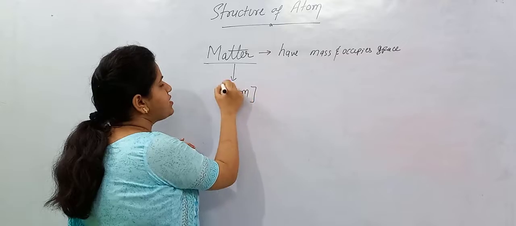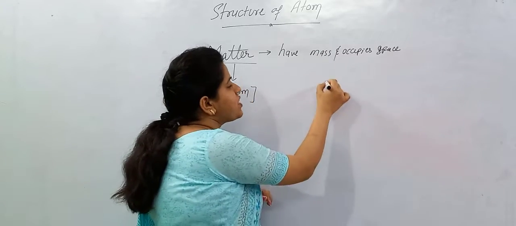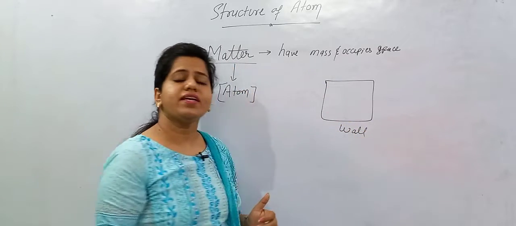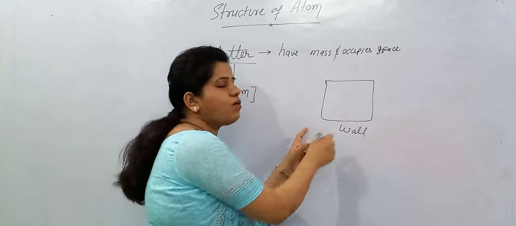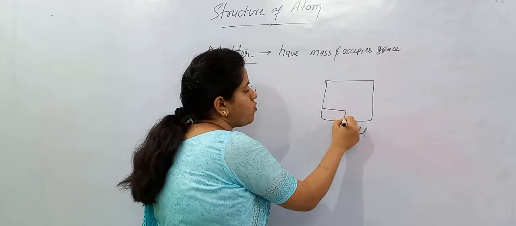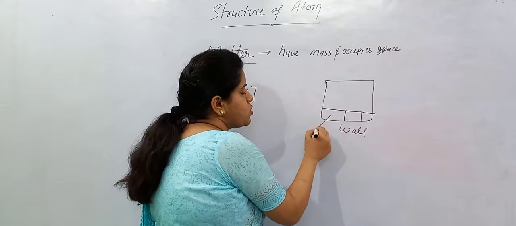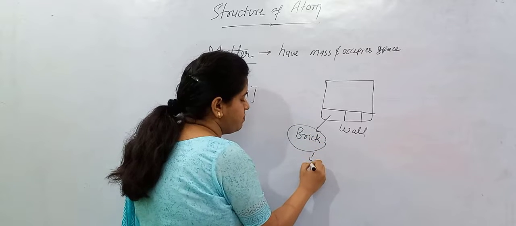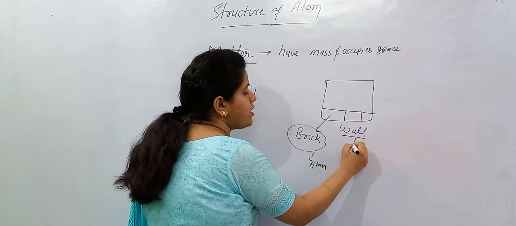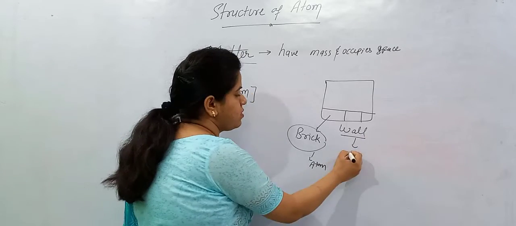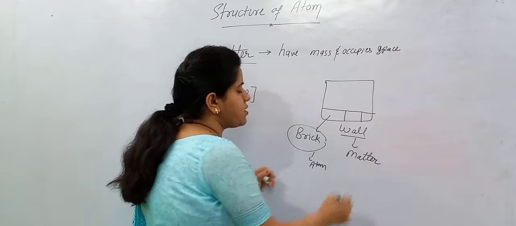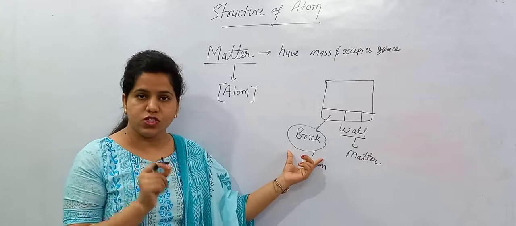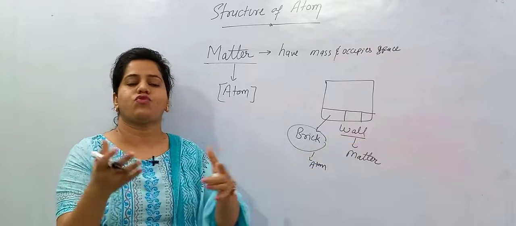For this, again, we can take a daily life example. Imagine you are sitting in your room and I am drawing just a wall. You might have 3 walls in your room. If you consider one wall, the smallest unit of this wall is a brick, so this brick is considered the atom and this wall can be considered the matter, because it occupies space and definitely it has mass. So the atoms are the smallest unit which forms any kind of matter.